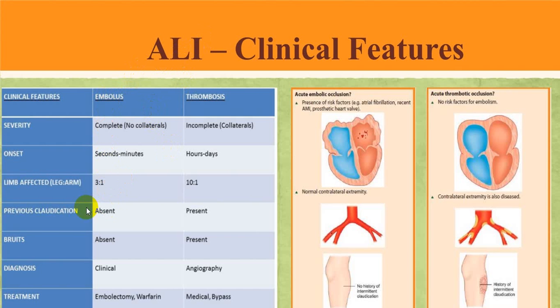In thrombosis, there will be a previous history of claudication, ending in acute limb ischemia. Bruit will be present in thrombosis because there is partial occlusion, while the pulse will be totally absent. So embolism is very easy to diagnose clinically, while thrombosis can be diagnosed mainly by Doppler or angiography. Treatment for embolism will be embolectomy or anticoagulants. In thrombosis, you will have to use thrombolysis, and later on, depending upon the amount of involvement, you can go for bypass grafting.